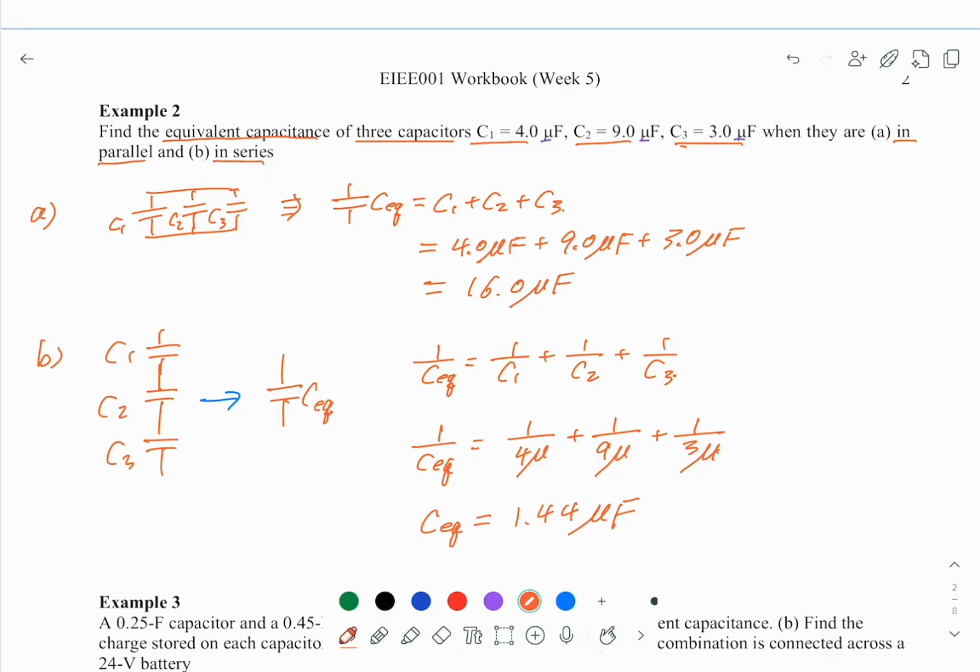microfarad. Now because they add in reciprocal, what you find is 1.44 is less than 4, less than 9, and less than 3. This is the characteristic of connecting capacitors in series. The same formula applies for connecting resistors in parallel.